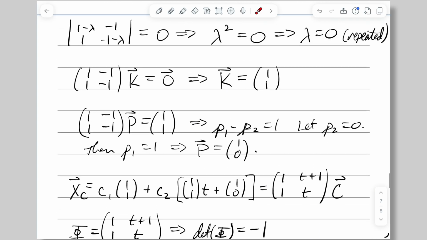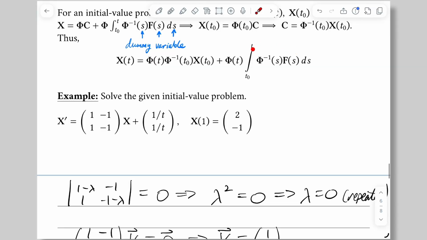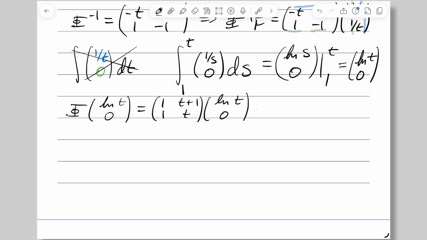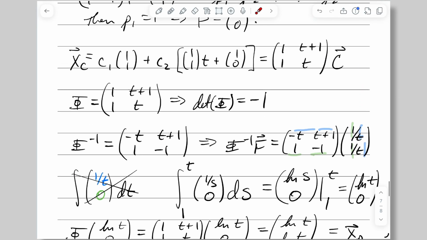Now remember where this is going. We've just computed the definite integral. That needs to be multiplied by phi, our fundamental matrix. Phi, the fundamental matrix, times the natural log of t, 0 is equal to 1, t plus 1, 1, t times the column vector natural log of t, 0. From that, we get the natural log of t, natural log of t. That's actually x sub p, and we're going to set that aside and pick it back up later.